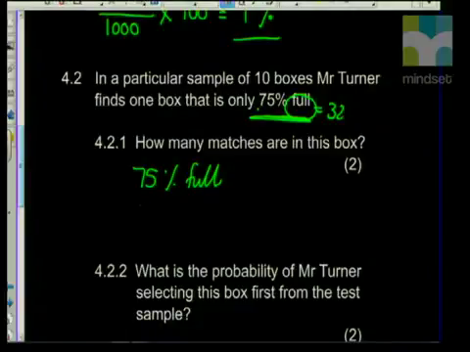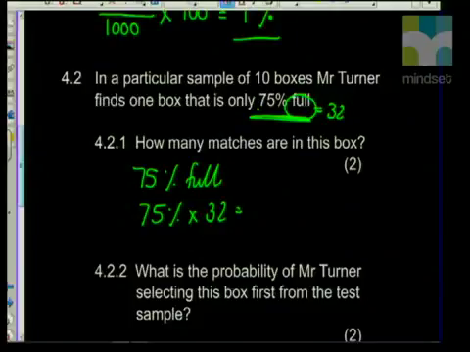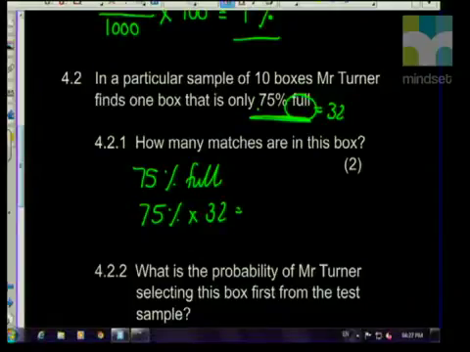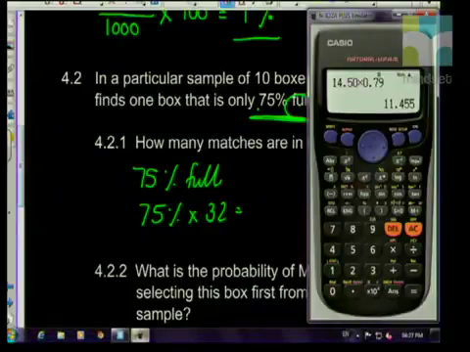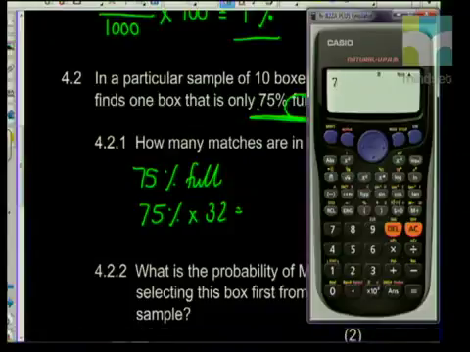So I need to now work this out. So I'm going to say 75% of 32. So that's of is times 32. And if we do this on my calculator, it's going to be 75%, remember, is divided by 100, if I don't have a percent button, and then times it by 32.